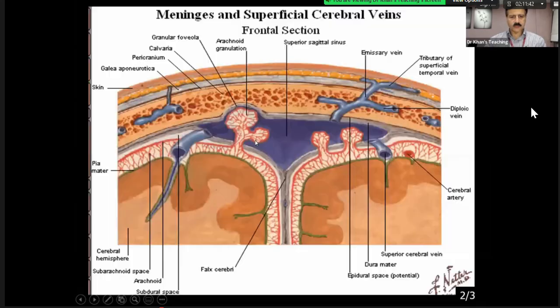So let's go back to anatomy, and this anatomy is critical. And this concept you will remember as far as enhancement is concerned, then pachymeningeal or leptomeningeal enhancement, as well as things like subdural hematoma, etc. So you have to know your anatomy of the meninges.